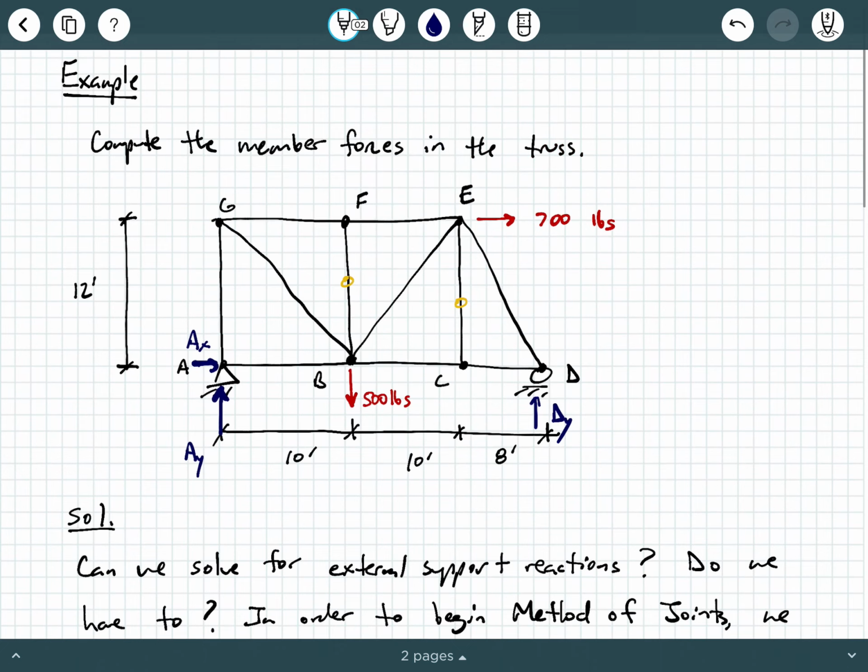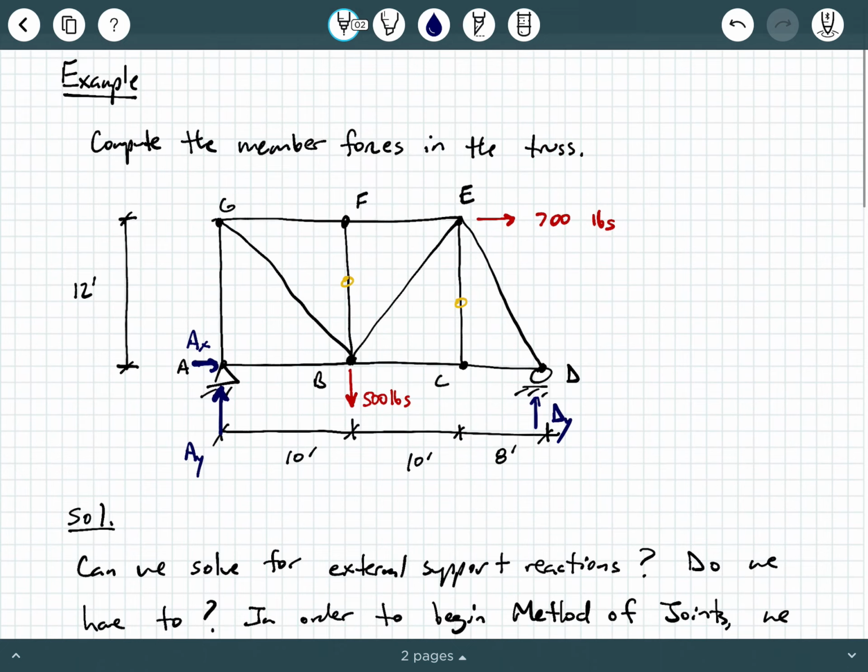Remember, whenever you solve for external support reactions, if you get a value that's negative, it's pointing in the opposite direction of what you assumed, all right? So that should not be anything new to you.